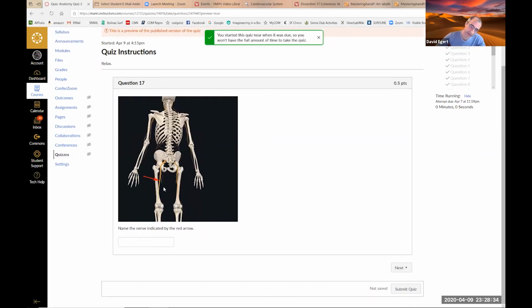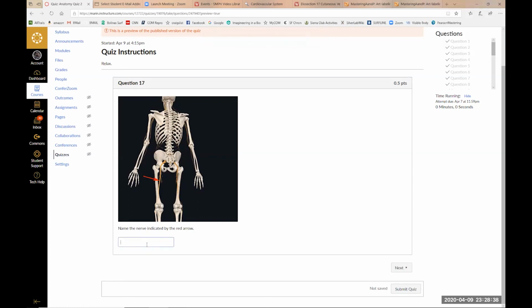What's this big honking nerve? That's the sciatic. We can see we're on the back side, and it's coming out from the sacral region. If we had him flipped around and it was coming from the lumbar region, it might have been the femoral, but because we're on the back and it's coming from the sacral region, we know it's the sciatic.